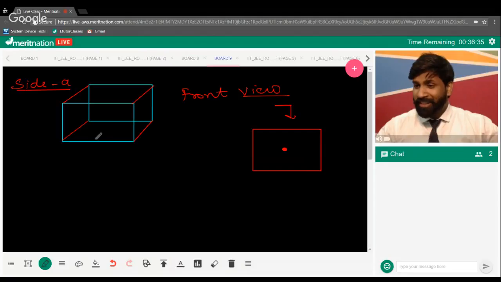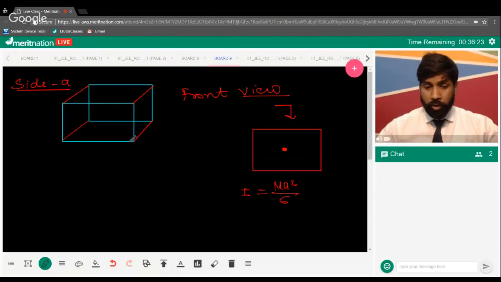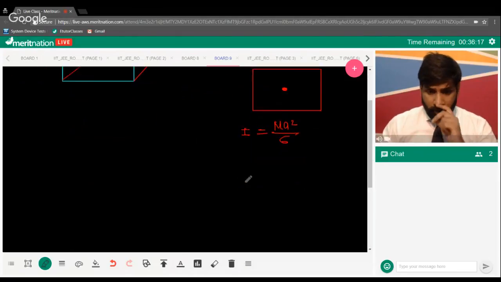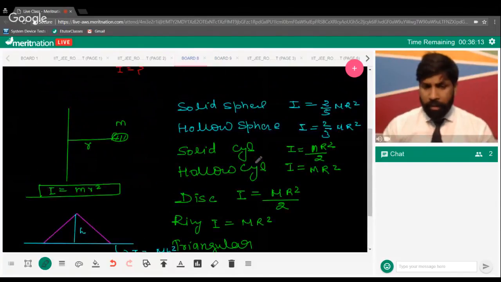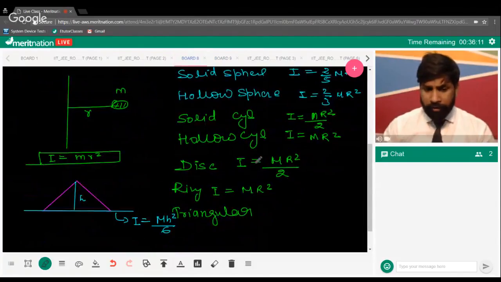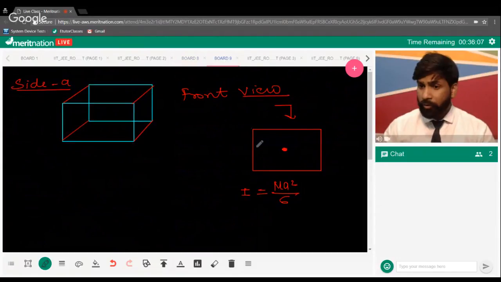Most of the students are saying ml square by 12. Okay, Varsha, you are also saying ml square by 12? Beta, ma square by 6, no? Ma square by 6 is the moment of inertia of this cube about this axis, no? Okay, ma square by 6. So now we know the moment of inertia of solid cylinder, solid sphere, hollow sphere, disc, ring, triangular plate, and this cube as well.